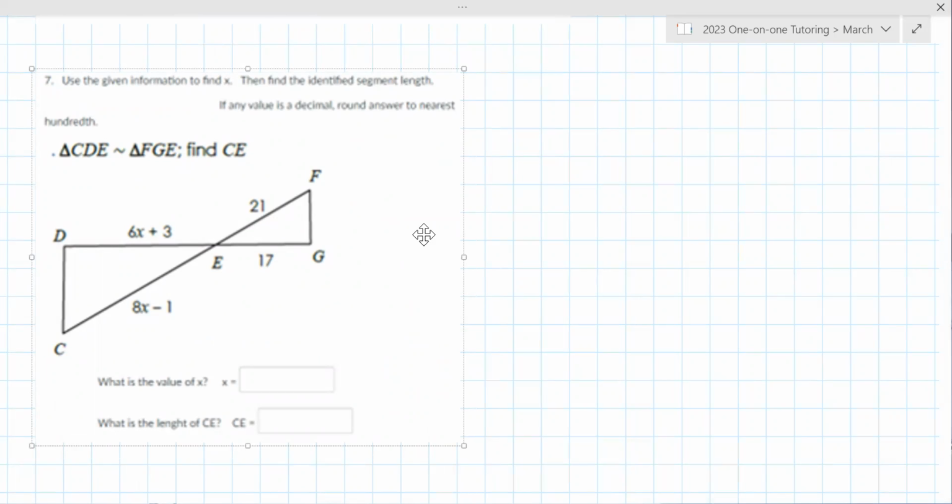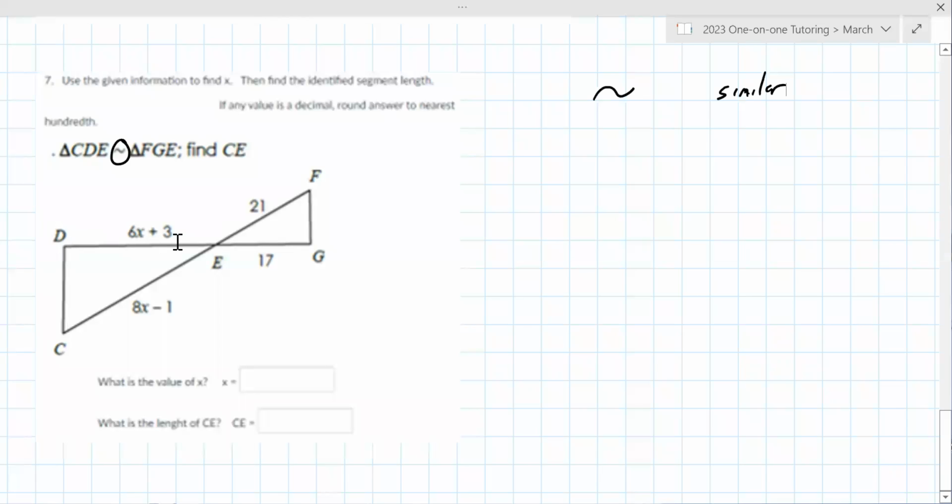Okay, just looking this over here. They're telling you this symbol right here means similar in math. And they're saying CDE is similar to FGE. So the order of the letters actually matters here. Where are D and E in the ordering? Notice that D comes before E. That means it goes with G to E. So it's the 6x plus 3 that are similar.